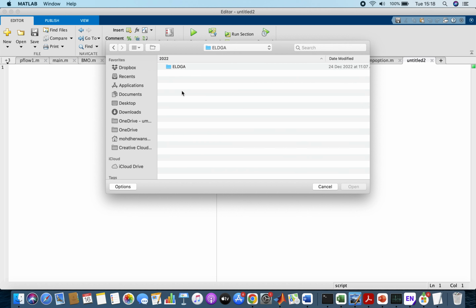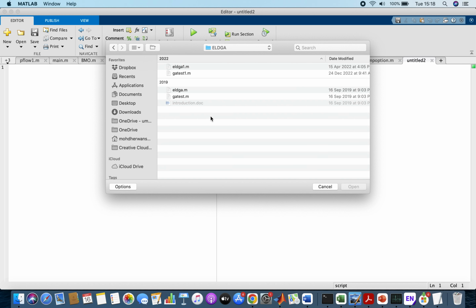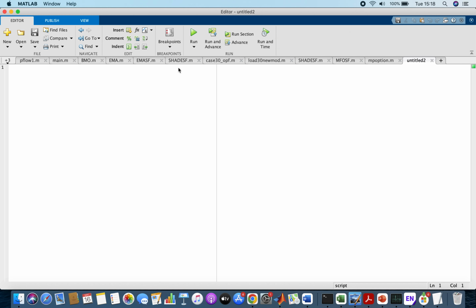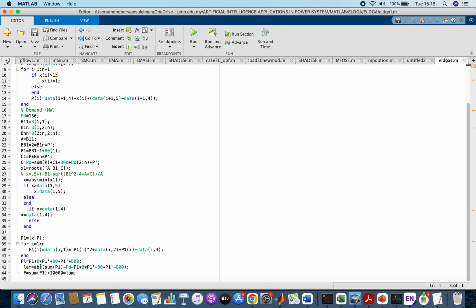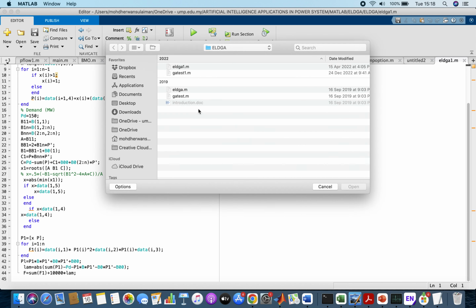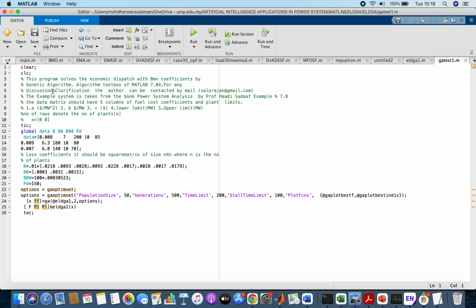When you download it, it will go to this folder, and also you need to rearrange everything. So this is the function to calculate the cost. It uses the toolbox. This is the data. This is the B loss coefficient. This is your demand. The rows represent the units: generator number 1, generator number 2, generator number 3.